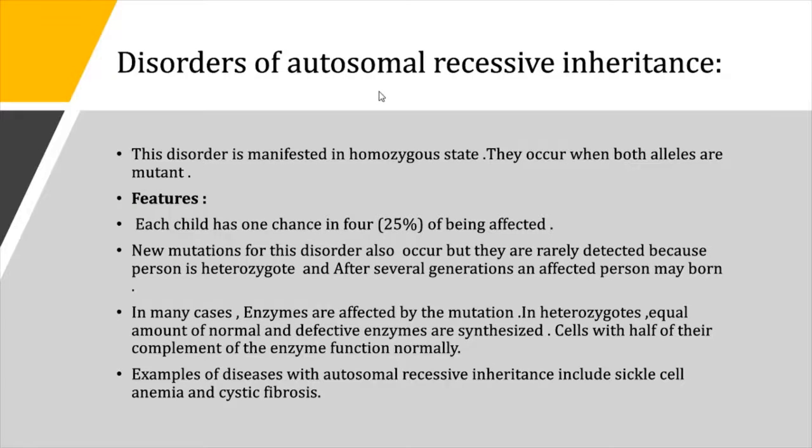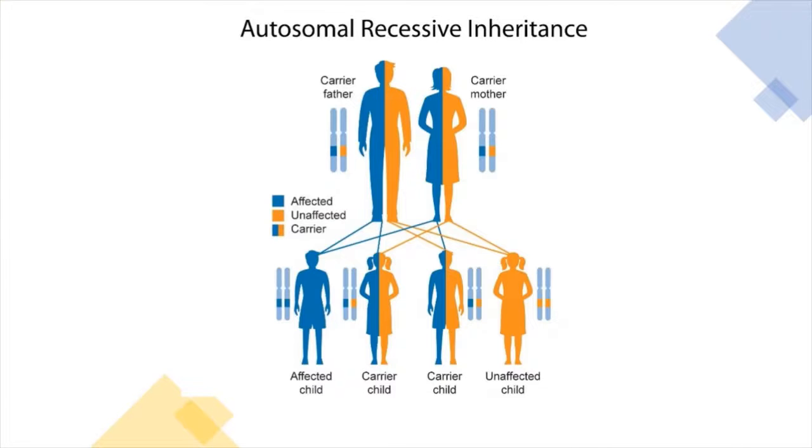If we talk about disorders of autosomal recessive inheritance, they are manifested in the homozygous state, and there is a 25% chance of being affected in the progeny. New mutations for these disorders may occur, but they rarely happen, and after several generations an affected person may be born. In this case, enzymes are also affected by the mutations, but in heterozygotes equal amounts of normal and defective enzymes are synthesized. So cells that have half of the complement of enzymes function normally. Examples of autosomal recessive inheritance include sickle cell anemia and cystic fibrosis.